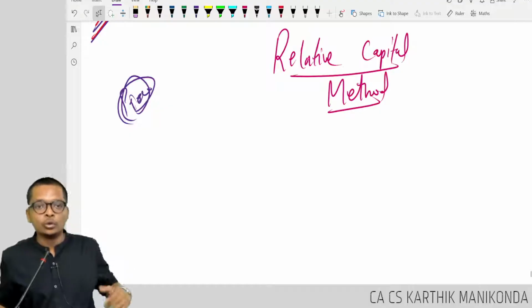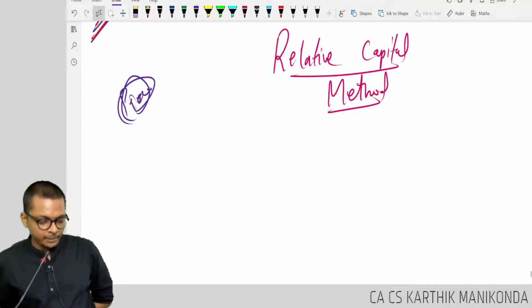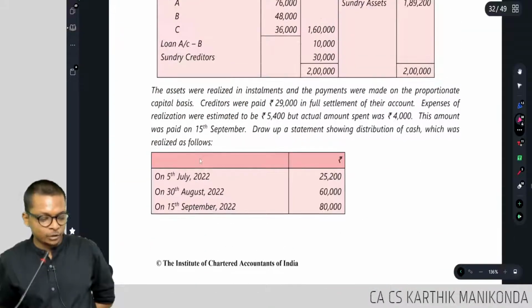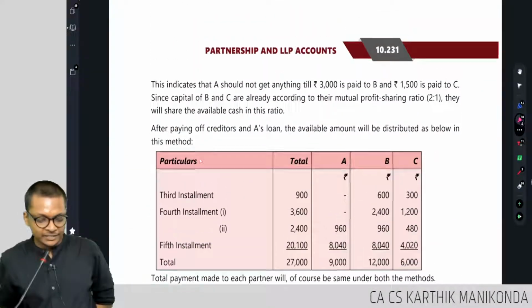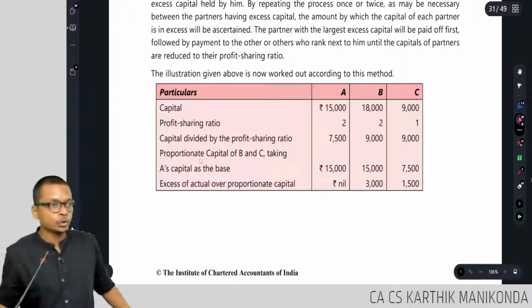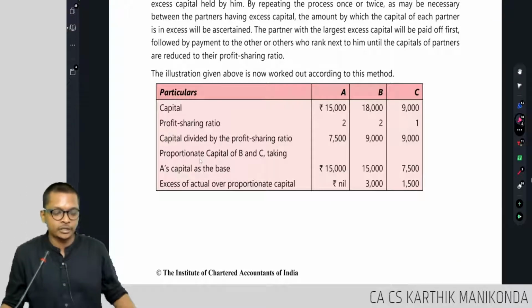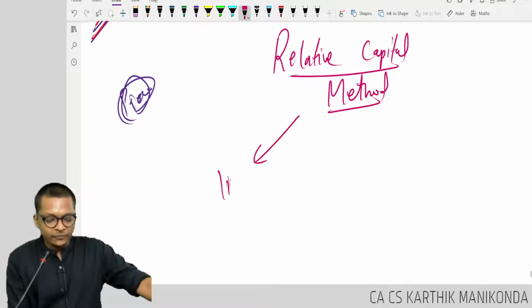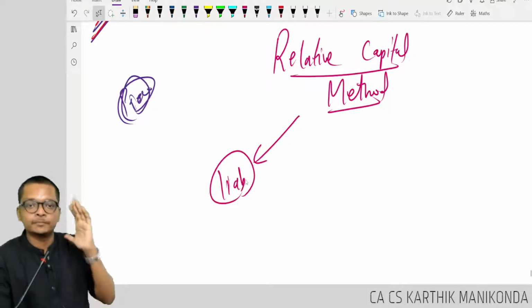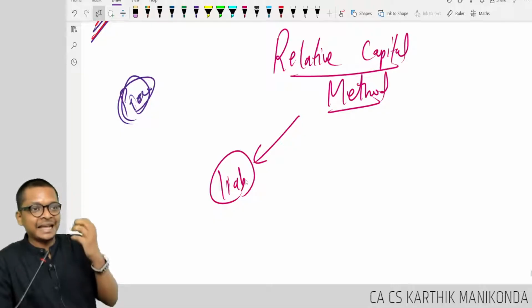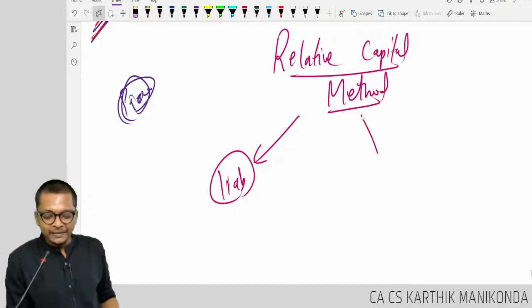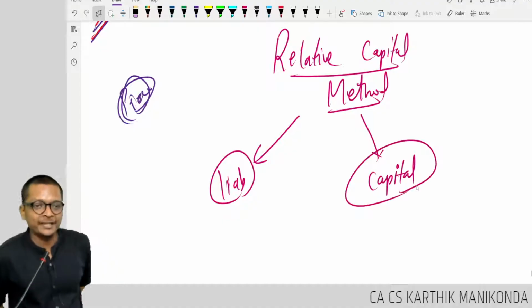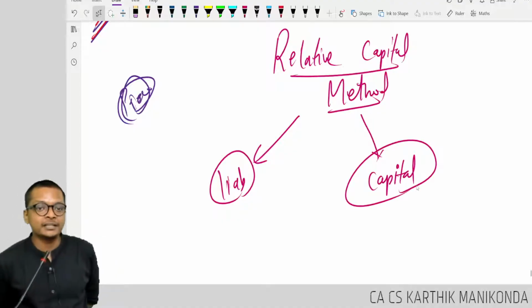Now come back to relative capital method. Relative capital method, we have one sum in the study mat. We are going to do that sum, but I have to first explain the concept to you, the concept of relative capital. Now, in this method, payment of liabilities is going to be the same. I will pay the liabilities as such. Only when it comes to payment of partners' capital, we have to adopt a different method.